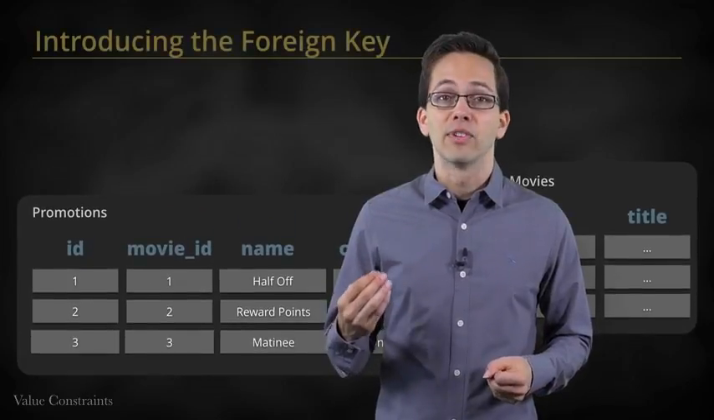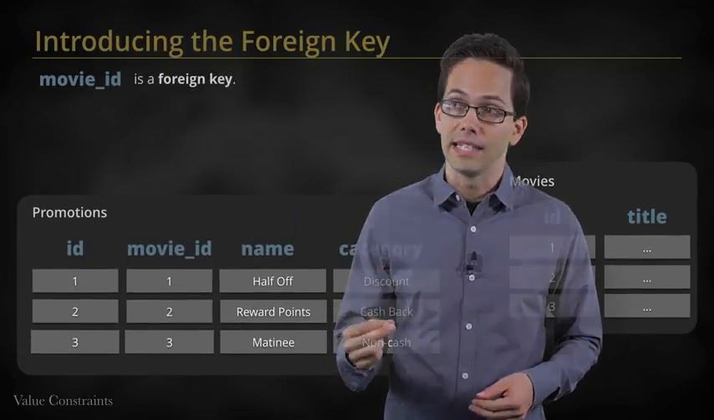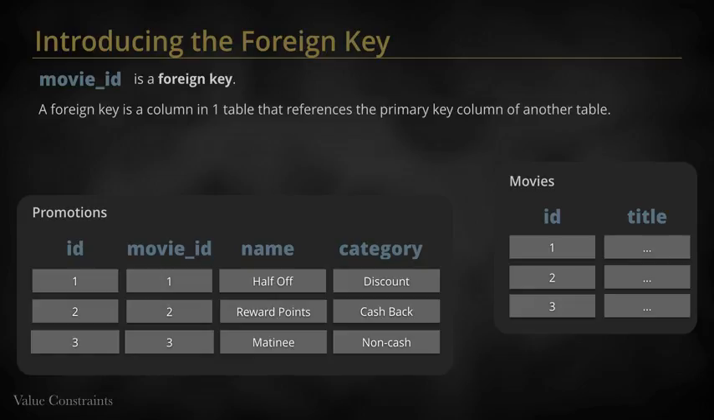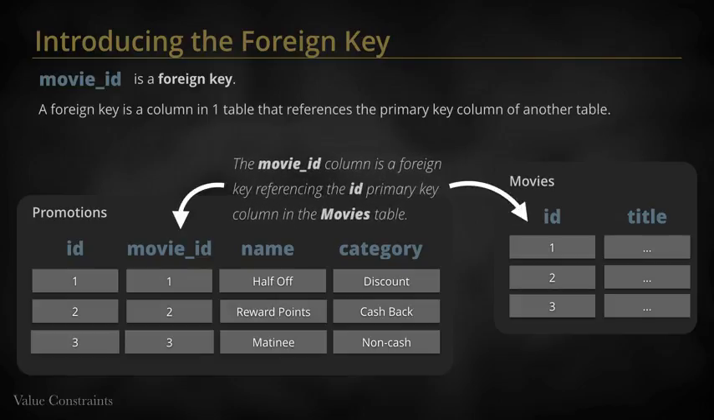There's a name for this type of column, and it's a foreign key. A foreign key is a column in one table that references the primary key column in another table. So in this case, the movie ID column is a foreign key referencing the primary key column, in this case ID, of the movies table.